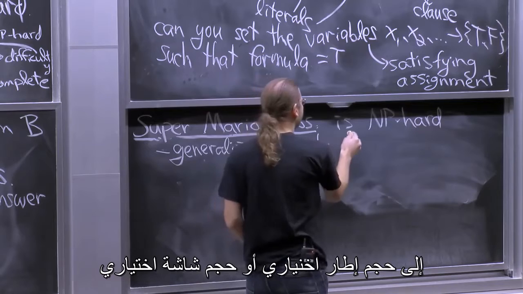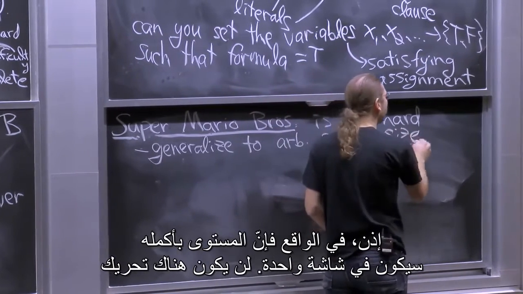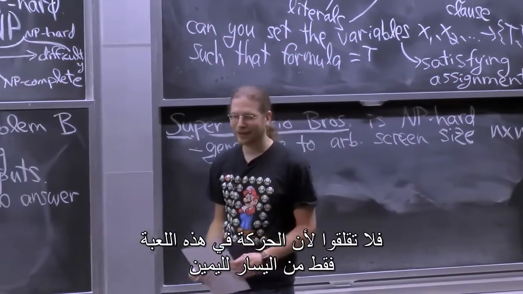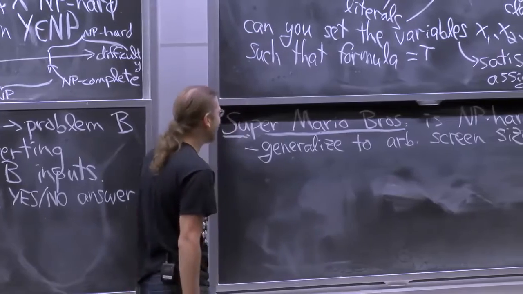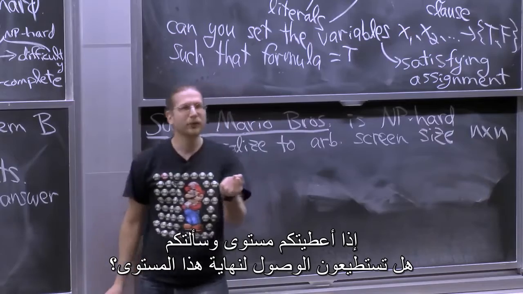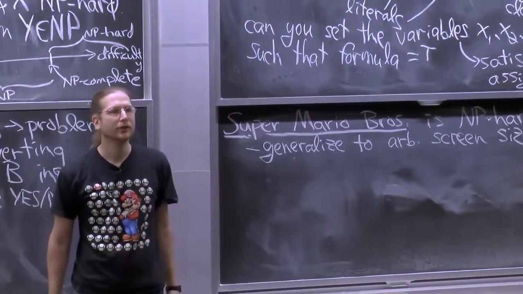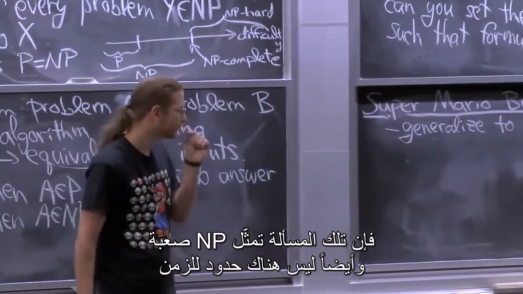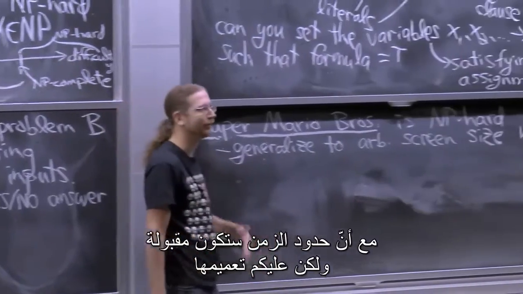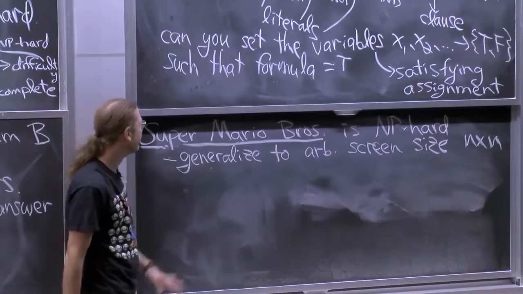to arbitrary board size, or arbitrary screen size. So in fact, my entire level will be in one screen. No scrolling. Never mind, this is a side-scrolling adventure. And so that's my generalized problem, and I claim this is NP-hard. If I give you a level and I ask you, can you get to the end of this level? That problem is NP-hard. Also, no time limit. Although a time limit would be okay, but you have to generalize it. Instead of 300 seconds or whatever, it has to be an arbitrary value.